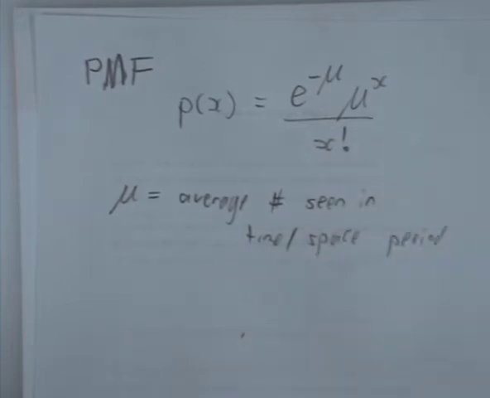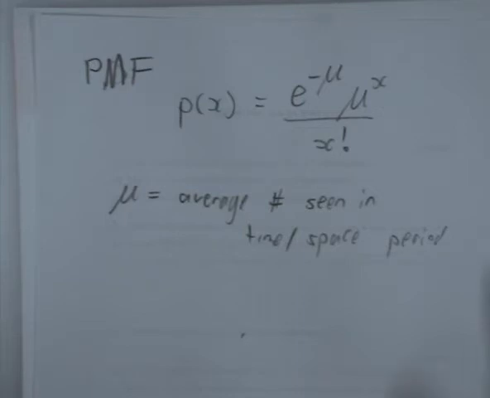So that's the average number that you would see in a particular time or space period. And that's the most important thing, because they may not tell you what that average is to begin with. They will say something like, there's this process, and on average you'll see 1 per hour, and then it'll ask, how many would you see in 12 hours on average? Or what's the probability of seeing 6 in 12 hours? Well, if you see 1 per hour, that mu is actually 12, because you've got 12 hours.